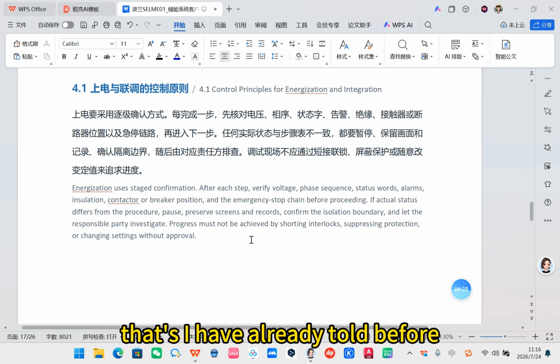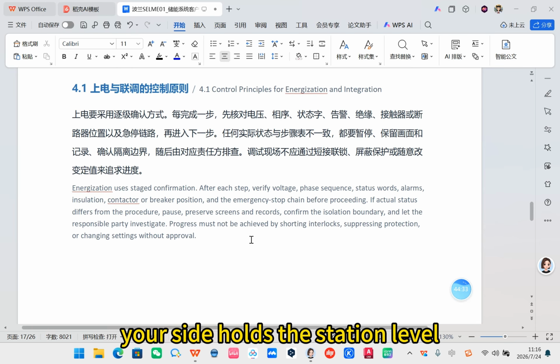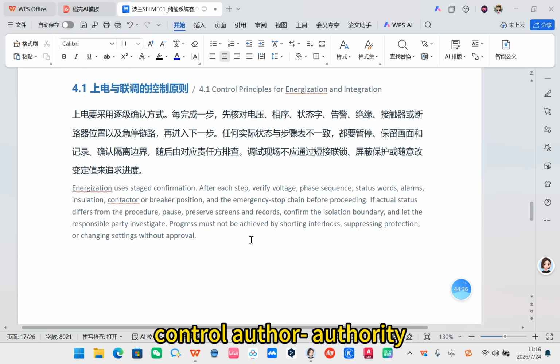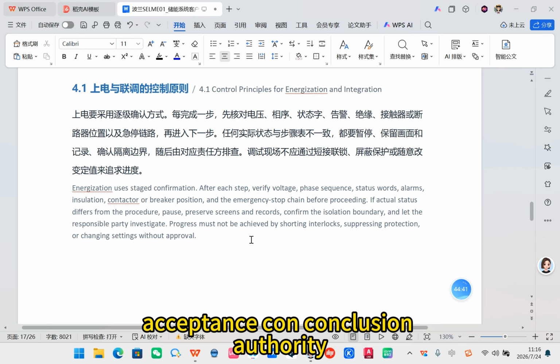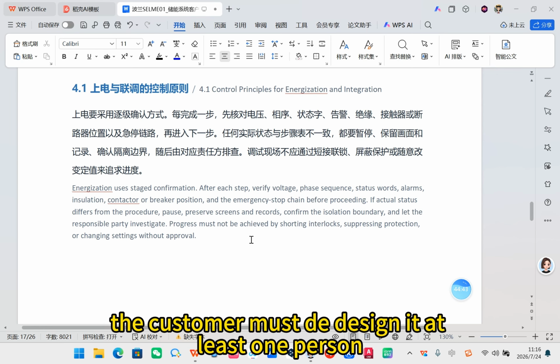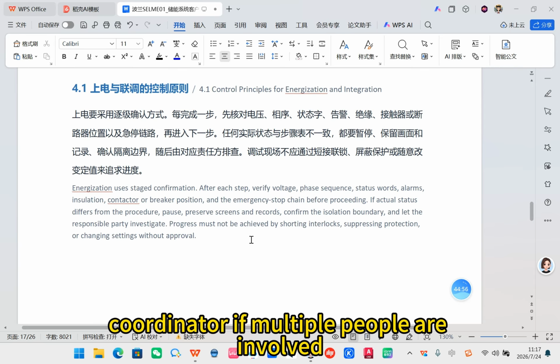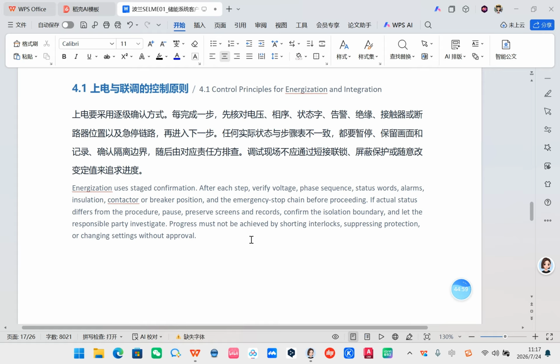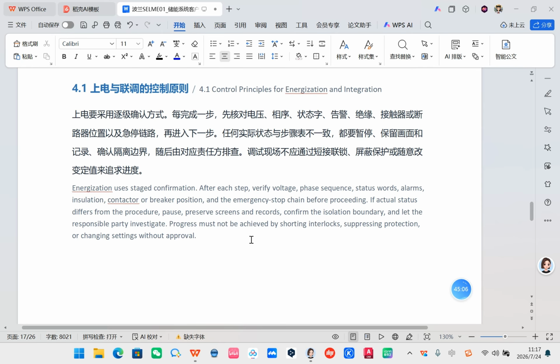So Chapter 4 covers the items you need to cooperate on during commissioning. I have already told you before, but I'll say it again. First, during commissioning, your site holds the station-level control authority, the work permit authority, and the acceptance conclusion authority. The customer must designate at least one person with electrical work experience as an on-site coordinator. If multiple people are involved, the responsible person must be appointed as the chief coordinator.